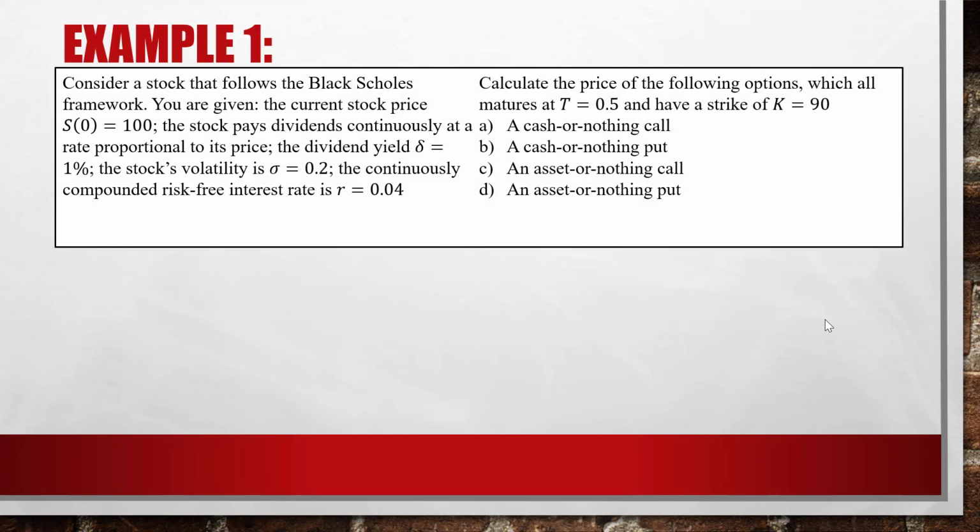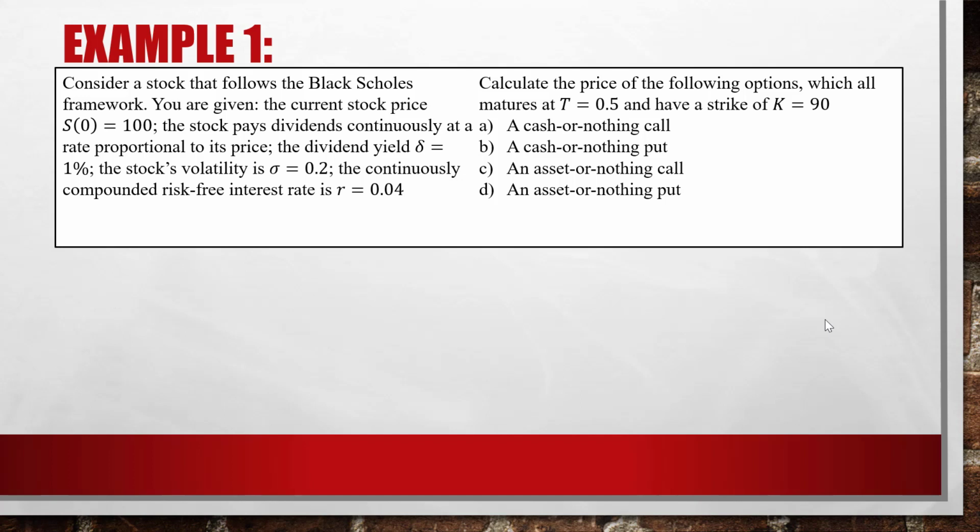Alright, so let's consider the first example. Consider a stock that follows the Black-Scholes framework. You are given the current stock price S0 is equal to 100, and the stock pays dividends continuously at a rate proportional to its price. The dividend yield delta is equal to 1%. The stock volatility sigma is equal to 0.2. The continuously compounded risk-free interest rate R is equal to 0.04.